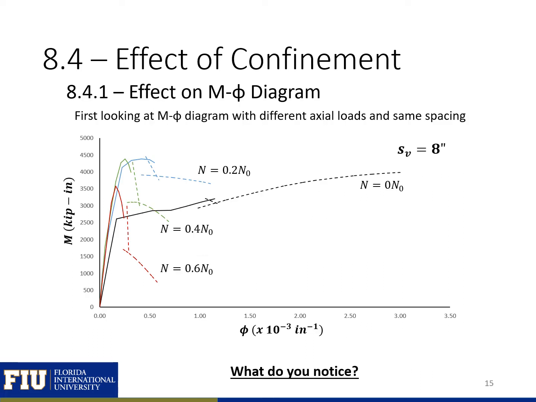First, we're going to look at the moment curvature diagram with different axial loads and the same spacing. So here we have moment and curvature for our section with different axial loads related to N naught, which is the pure compression capacity of our column. And then here we have spacing. Our spacing is equal to 8 inches for all of these different axial loads that are applied. So what do you notice?